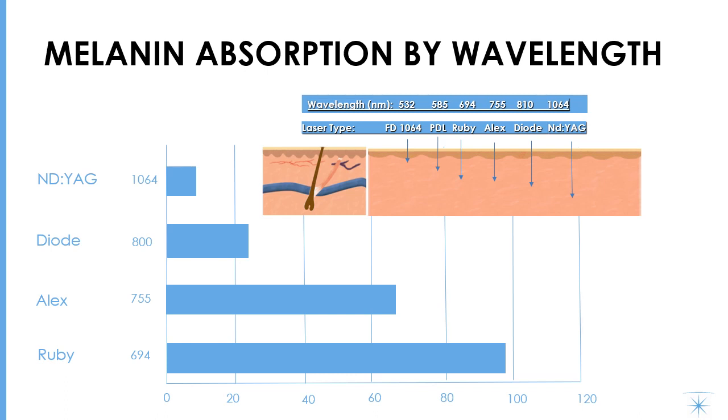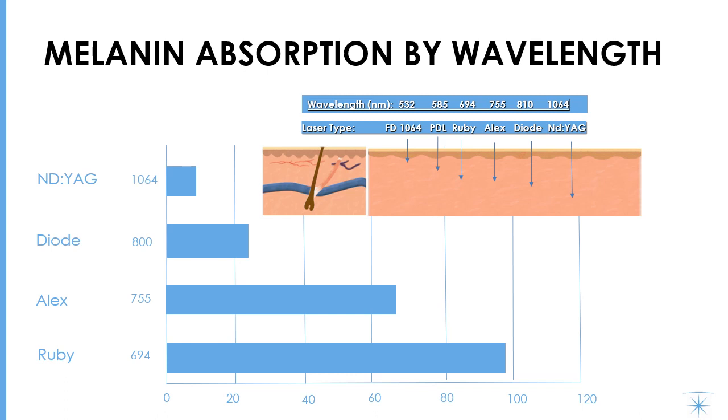That's why the alexandrite laser was introduced to treat darker skin types. It is safe and effective up to skin type 4. However, for darker skin types, the diode and the Nd:YAG lasers were introduced, and we can see that the absorption of the diode and the Nd:YAG lasers is less than the alexandrite, and because of that they can penetrate deeper into the skin. Why are the Nd:YAG and the diode safe in dark skin?